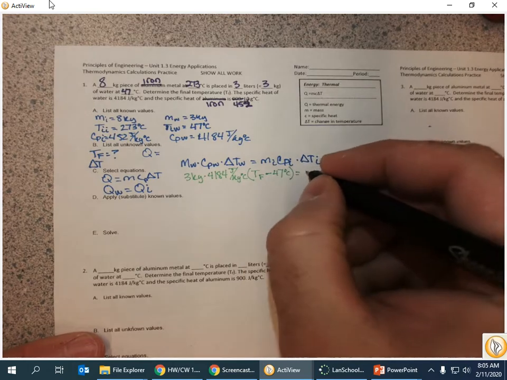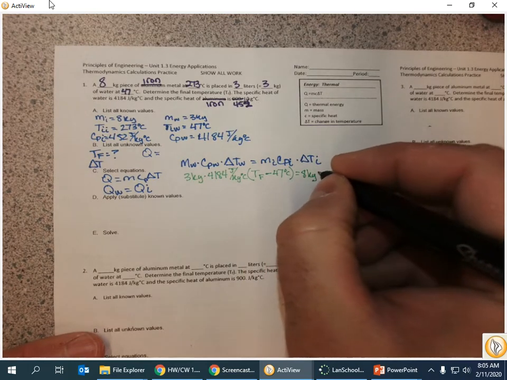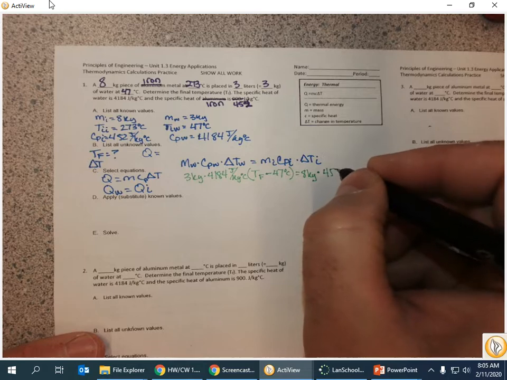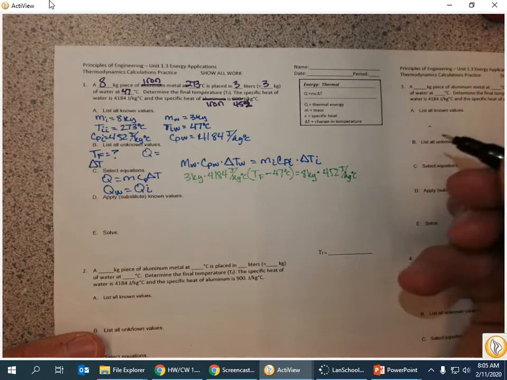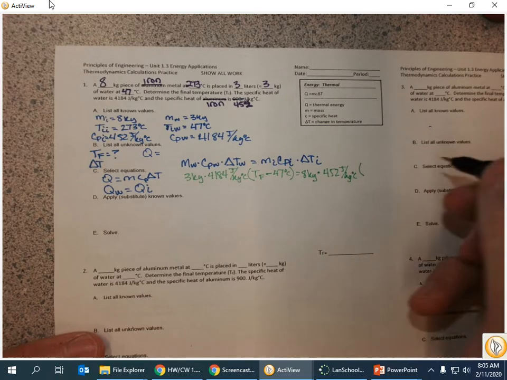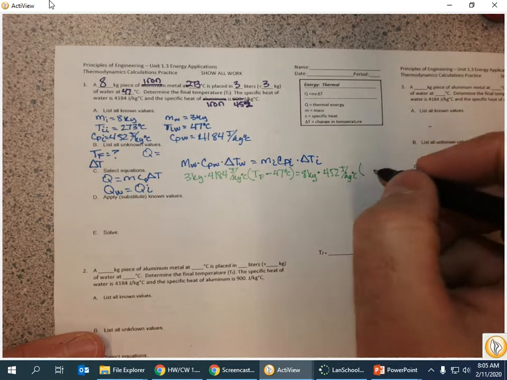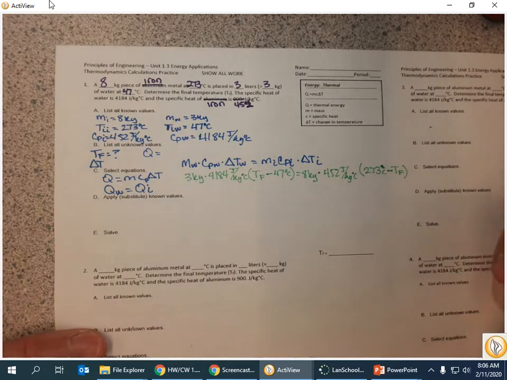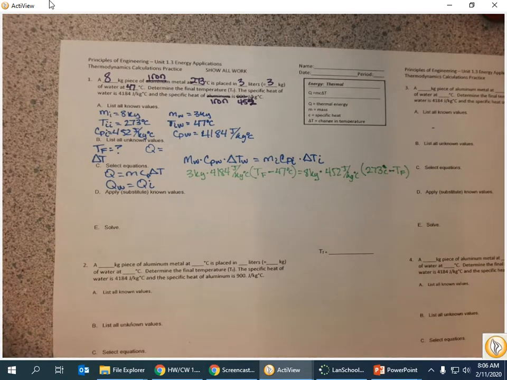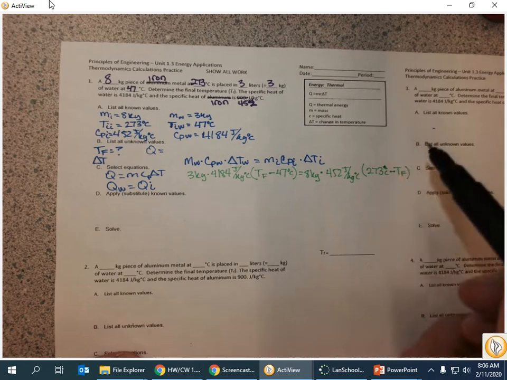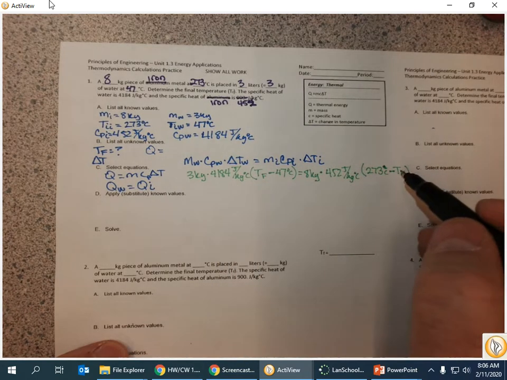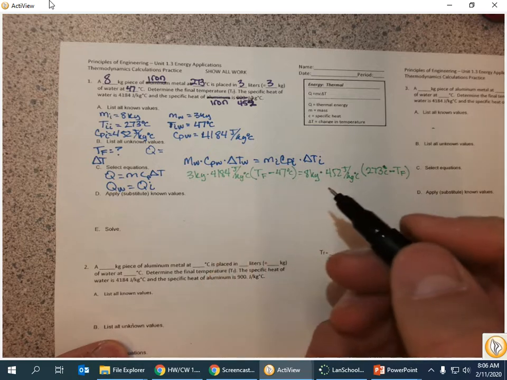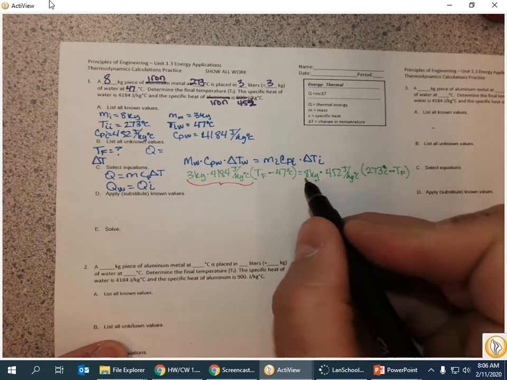On the other side, the mass of the iron is 8 kilograms. The specific heat of the iron is 452 joules per kilogram degrees Celsius. And finally, the change in temperature of the iron is, it's really hot, so 273 degrees Celsius minus temperature final, right? Degrees Celsius minus the temperature final. Next thing is I got to follow my order of operations, which is PEMDAS. What's in the parentheses? There's nothing I can do there. Exponents are none. Multiplication. I'm always going to do the multiplication on the outside first.